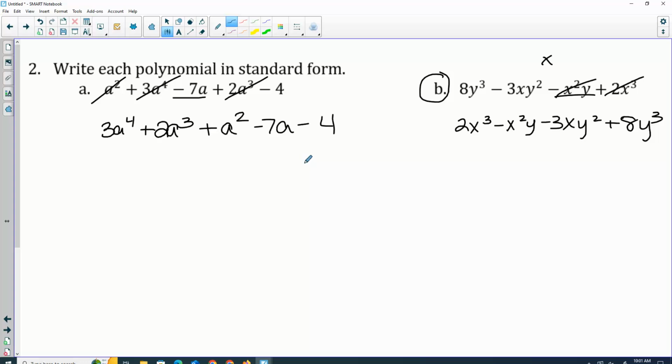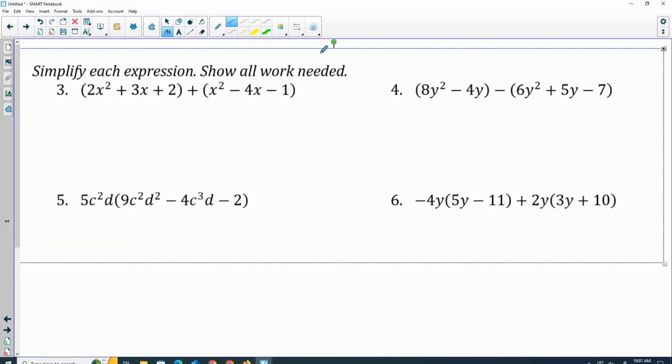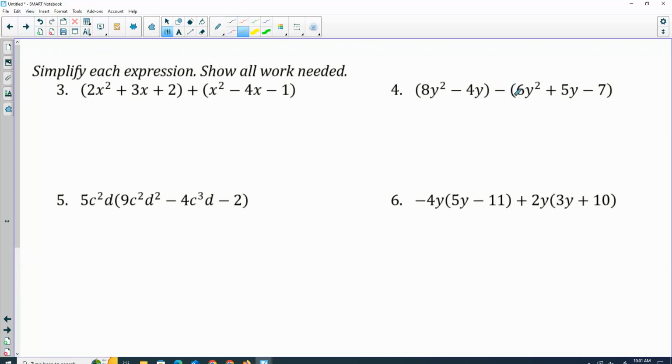Then we got into the operations. So I'm going to work through maybe the evens to start with. If I look at number 4, you have to watch. If it is subtraction, you change it to plus and you distribute the negative to every term. Then you combine like terms. Like terms have the same variables, but remember, when you add them, the variable doesn't change.